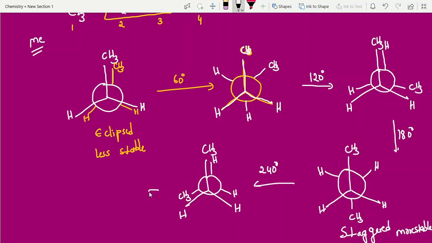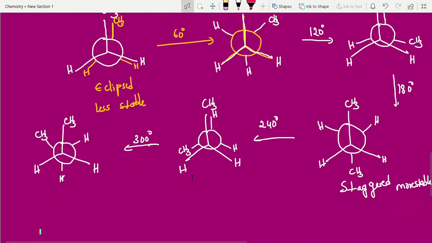Next one, 300 degrees. Next, 300 degrees. See again what happens? Front carbon fixed, CH3, H, right? Now look, students, this one I am rotating, here it will come. Okay, now here rotating, comes here. Next here rotating, comes here. Next, if you rotate, what happened? Again first form you will get, 360 degrees. If you rotate this molecule 360 degrees, you will get again first form.